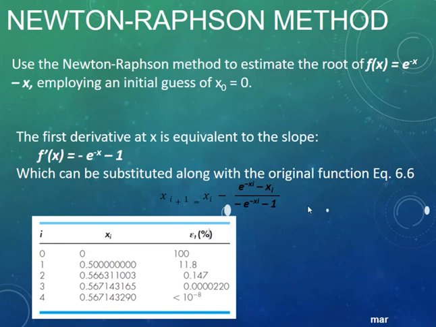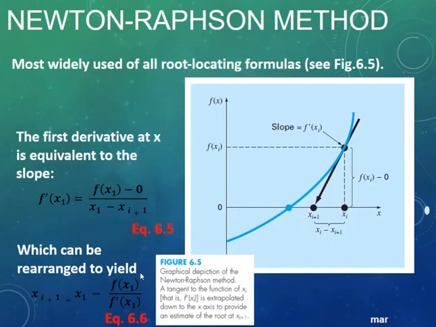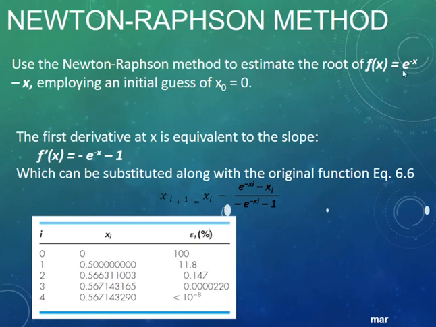And now we will substitute the value of the first derivative into the original Newton-Raphson formula. So this is the original formula: x of i plus 1 is equal to x of i minus the value of the function, which is e raised to negative x of i minus x of i. Then the first derivative below, minus e raised to negative x of i minus 1. So this is it.